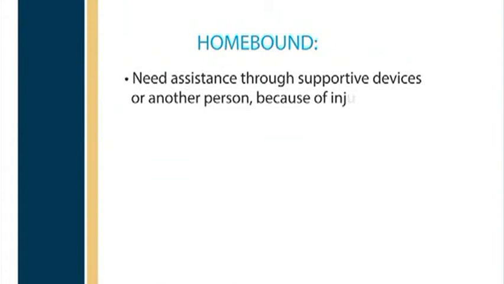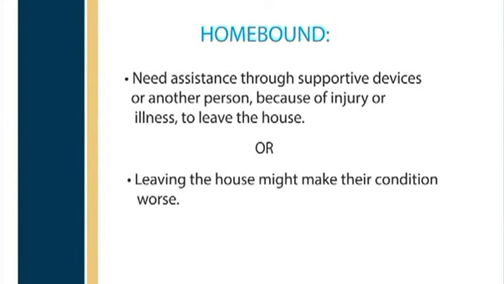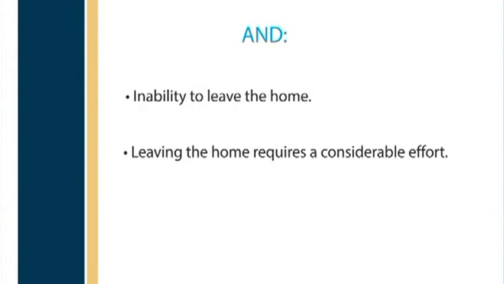Homebound, according to Medicare, means the patient must either need assistance through supportive devices or another person because of injury or illness in order to leave their place of residence, or have a condition such that leaving the home is medically contraindicated. If the patient meets these conditions, he or she still needs to meet two additional requirements, which are: there must exist a normal inability to leave home, and leaving home must require a considerable and taxing effort.